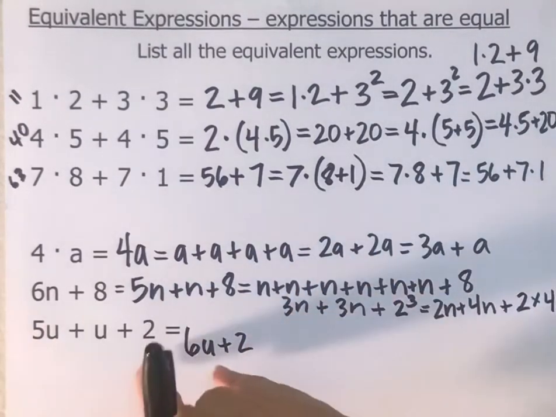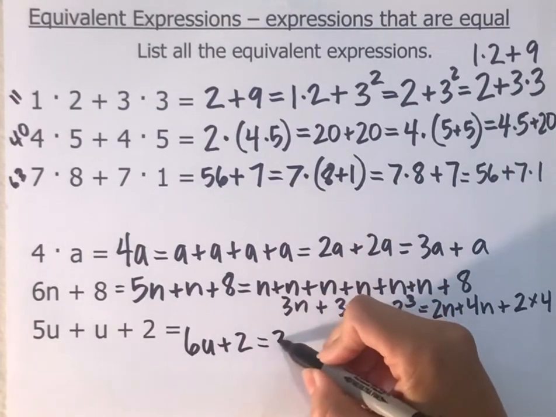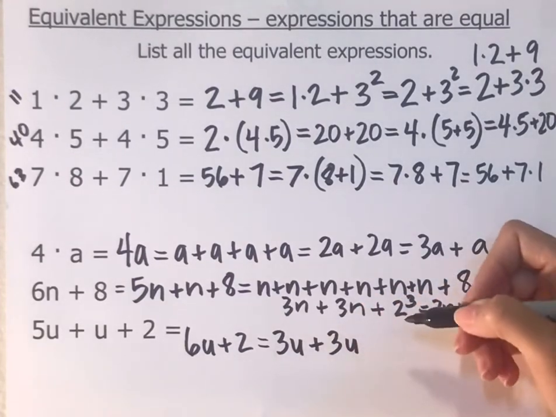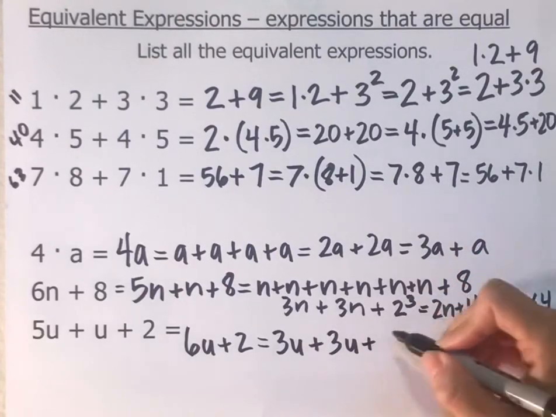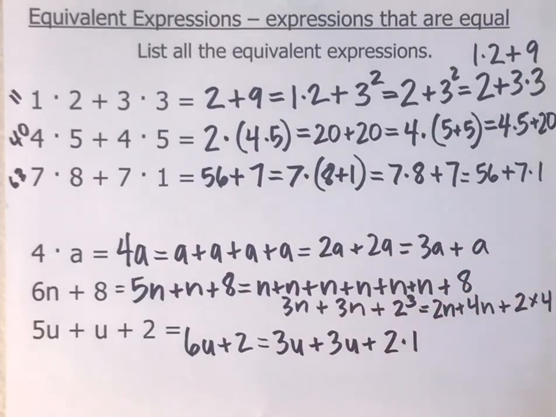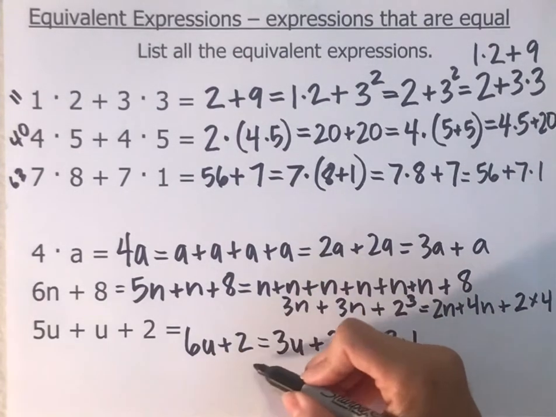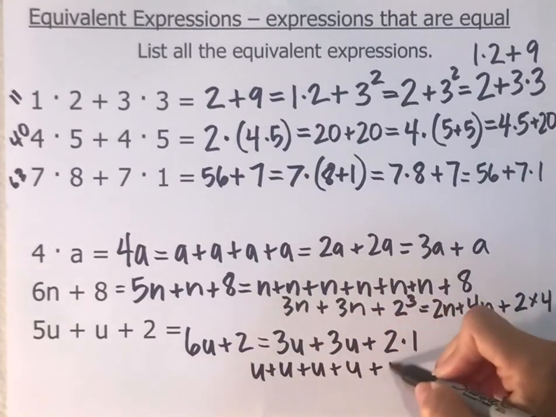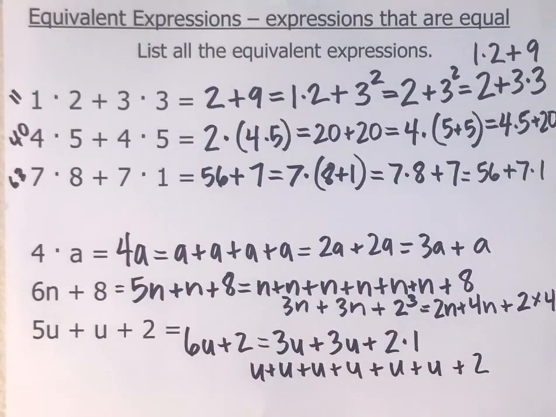Another way is you could split that up again. So we could do 3u plus 3u. And then we could even just add 2, or we could do 2 times 1, because that also equals 2. And then the easy one that I like to do is, remember, we always can just list out all those u's. That's 5, 6 plus 2. Okay, so as you can see, there's lots of different ways that we could write this.